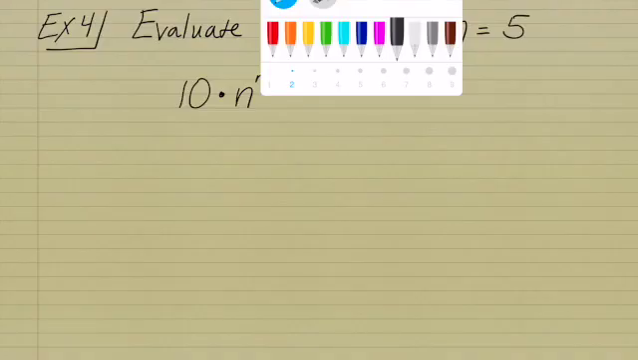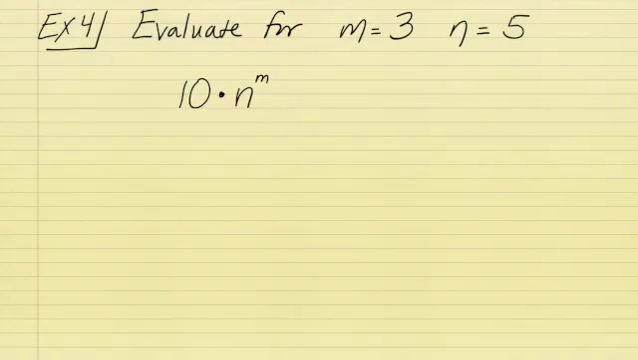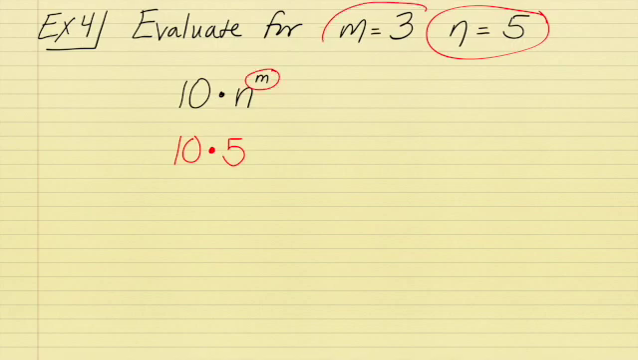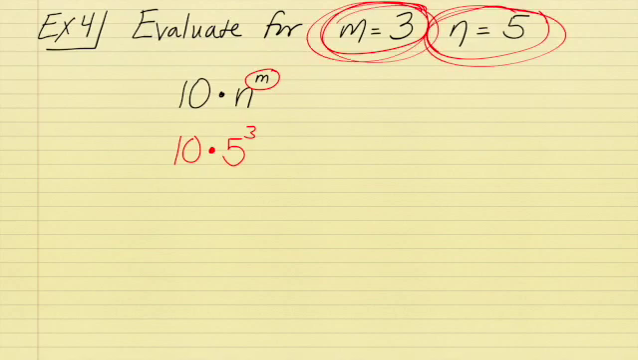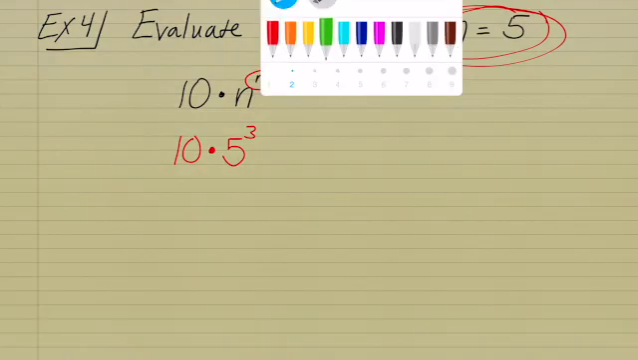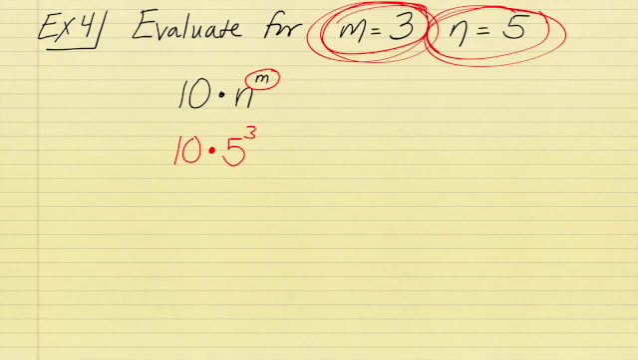All right, let's plug these in. So the 10 is going to stay the same. The multiply is going to stay the same. That n turns into the number 5, and the exponent m turns into the number 3. We know that only because they tell us that here. So now I have 10 times 5 to the 3rd power. So now I can do my drop-down work.